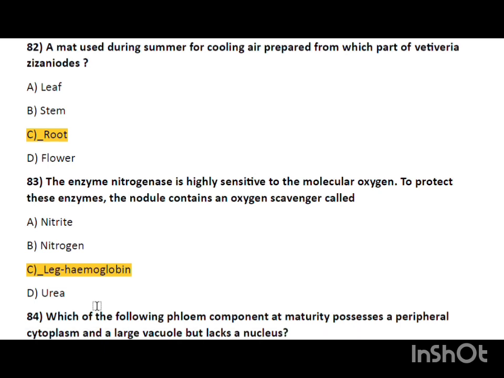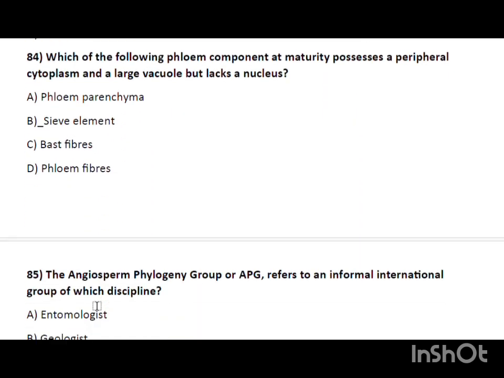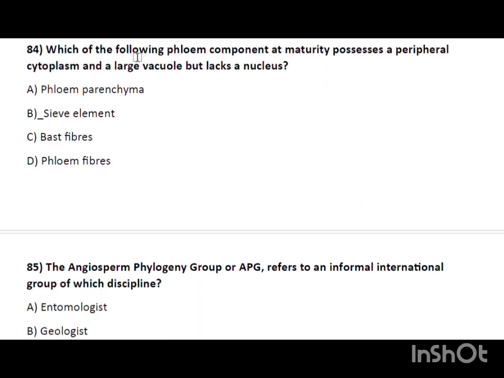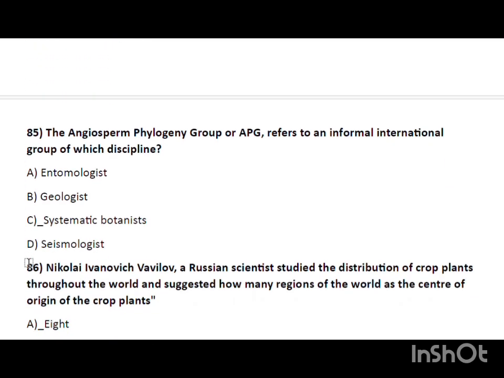Then question number 84. Which of the following phloem components at maturity possesses a peripheral cytoplasm and a large vacuole but lacks a nucleus? Option A, phloem parenchyma, option B, sieve element, option C, bast fiber, option D, phloem fiber. The correct answer is option B, sieve element. Then question number 85.